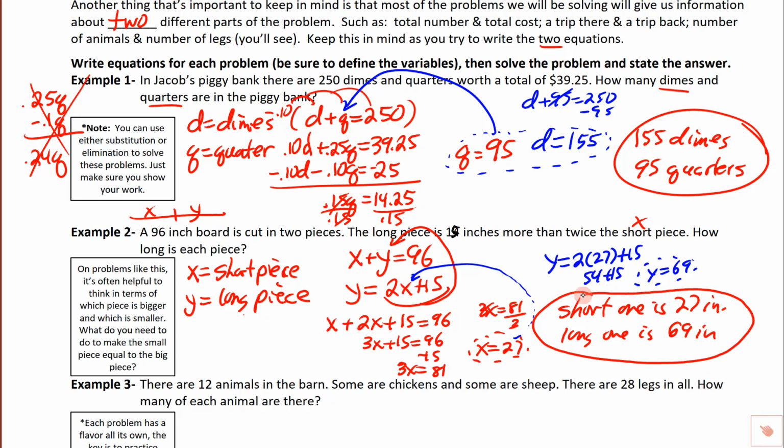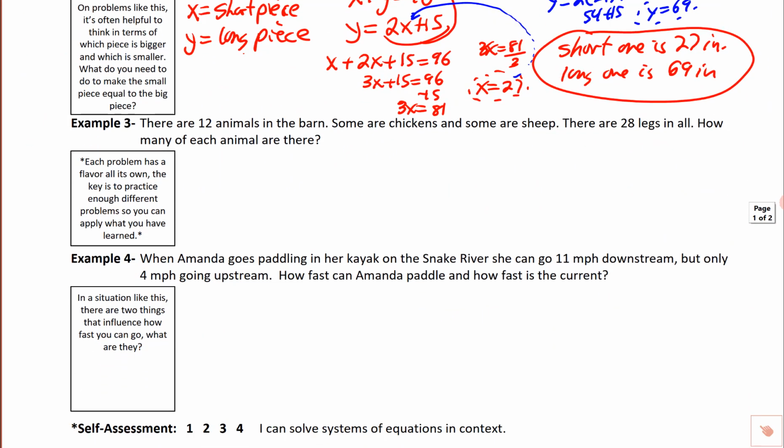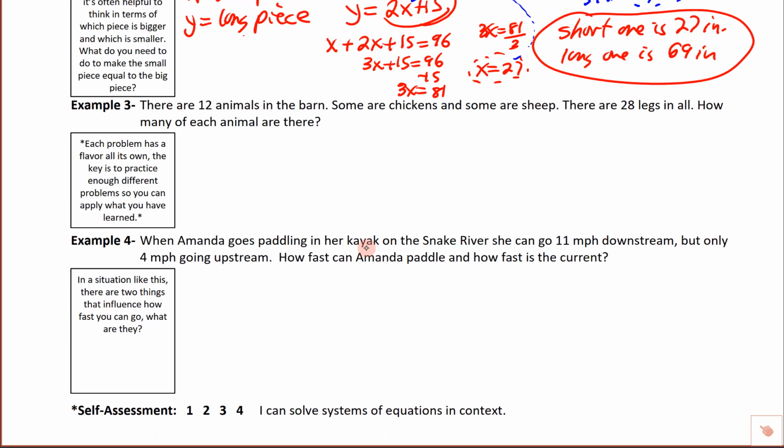So let's take a look at that one here, and this is the one about animals. So let's pull this up and take a look at what we've got here. Okay, so on this one it says there are 12 animals in the barn. Some are chickens and some are sheep. There are 28 legs in all. How many of each animal are there?